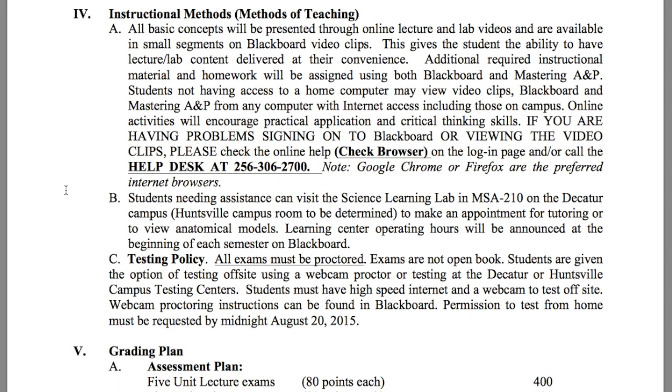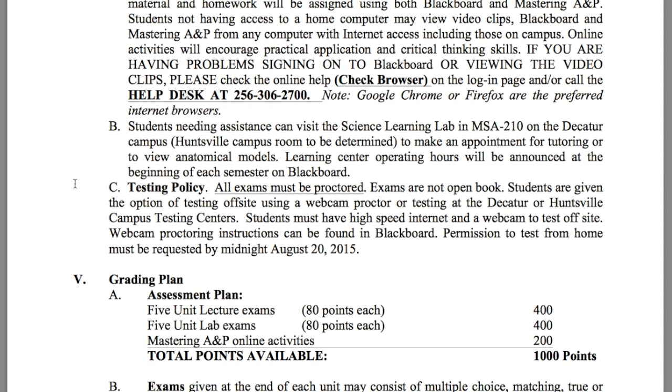This course is done all online. You never have to come to campus except to possibly test, okay? All of our tests are proctored. So you can either come to campus to the testing center in Huntsville or Decatur to take your exams, or you can test from home using a webcam. There's a way to do a web proctored exam. By default, everyone is put into the testing center testing group. If you want to test from home, then you have to get approval, and I'll show you that in just a second.